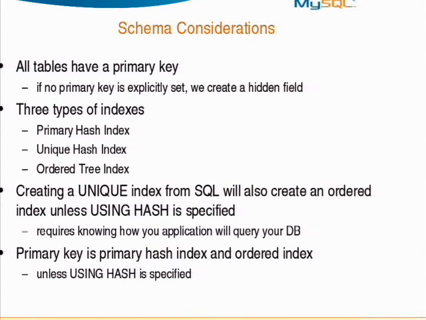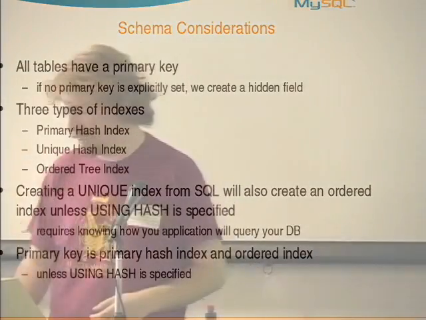You can create a unique index using only a hash index. So if you're not doing ordered stuff and just doing key lookups, you don't need to waste that extra memory and time whenever you do updates. The primary key is a primary hash index and an ordered index, unless USING HASH is specified. So we give flexibility there.